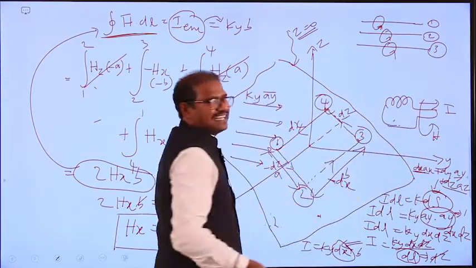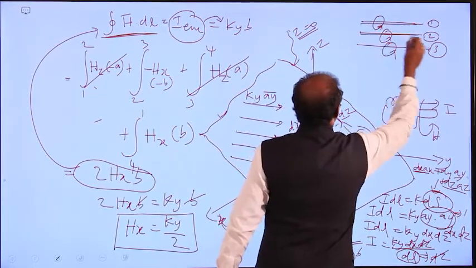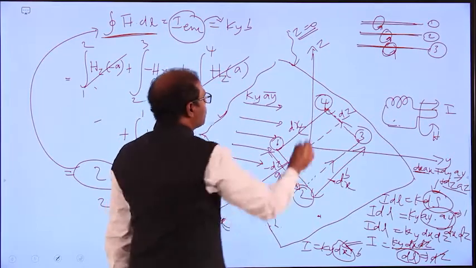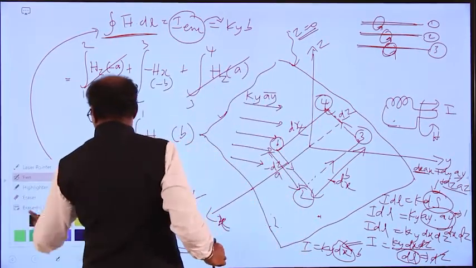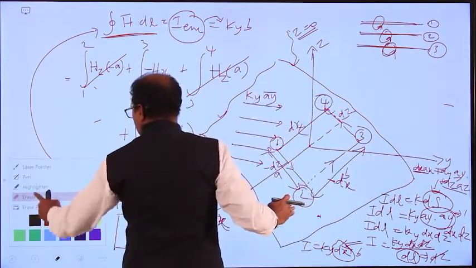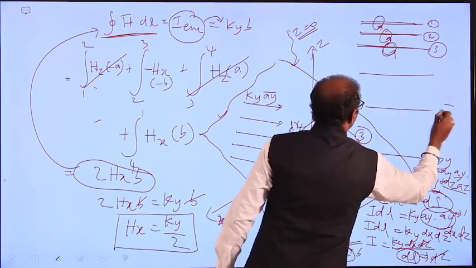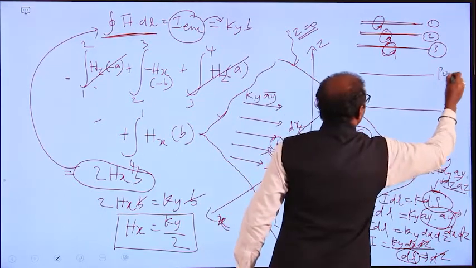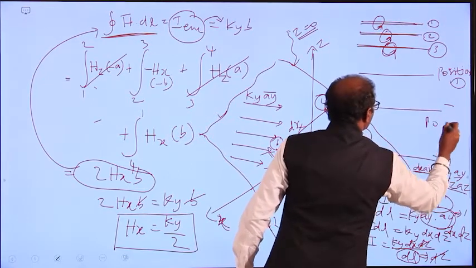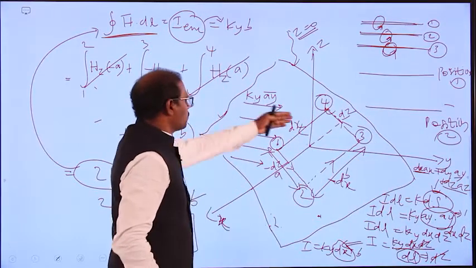It will be revolving around the conductors. In each and every element, there is a magnetic intensity H moving like this. Now I am going to take position 1 and this is called position number 2.